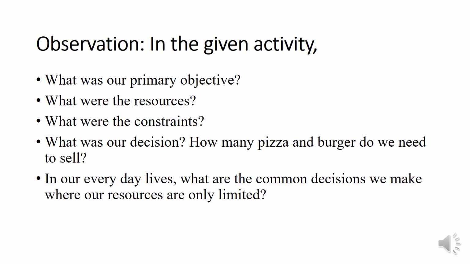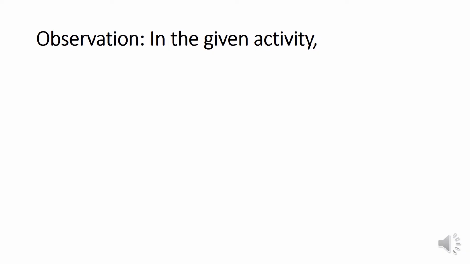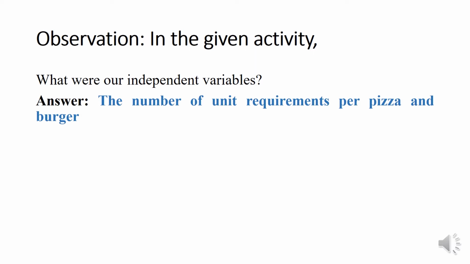So in the activity given, what were the independent variables? When we say independent variables, these are variables that do not depend on other things. In the activity, our independent variables are the unit requirements per pizza and burger. It's only fixed. For example, we need two dough for pizza and then one for burger. So it's fixed and it can't be adjusted. So these are independent variables.